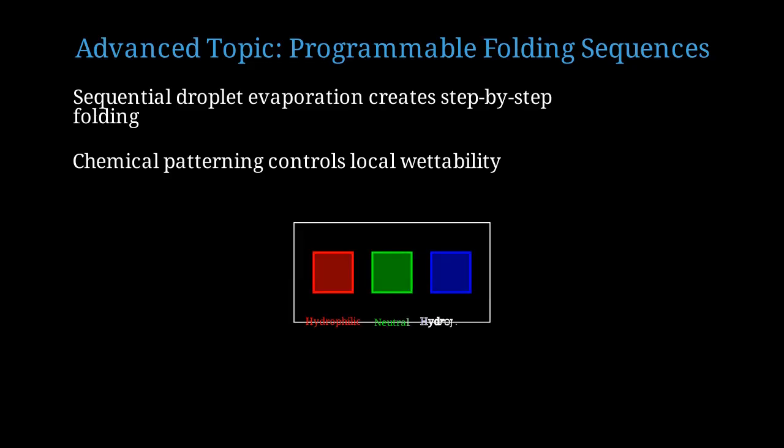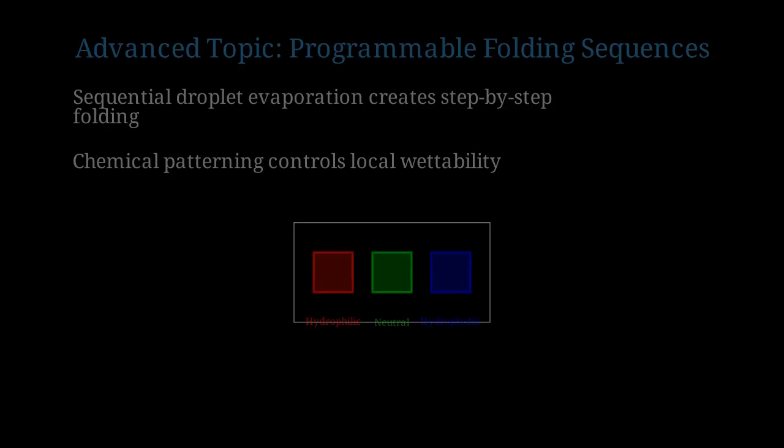Here's a schematic showing a membrane with patterned wettability. Red regions are hydrophilic and attract water. Green regions are neutral, and blue regions are hydrophobic and repel water. This pattern determines where droplets preferentially sit.